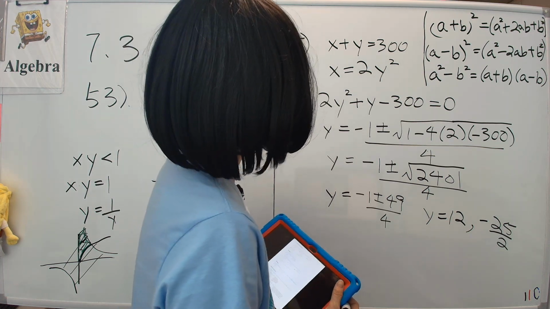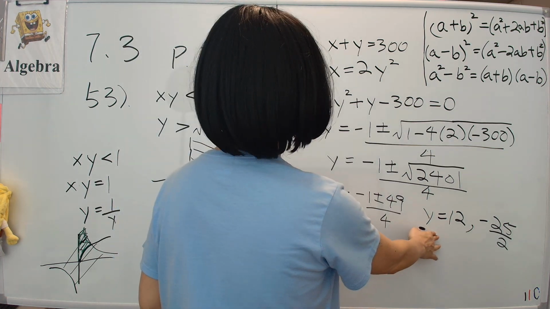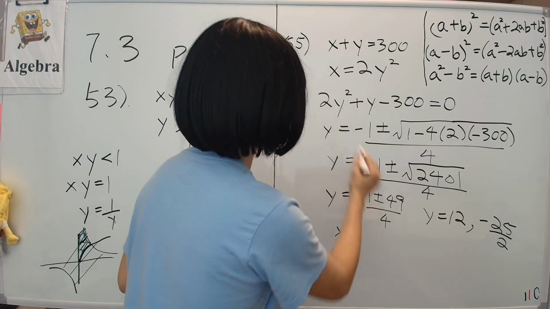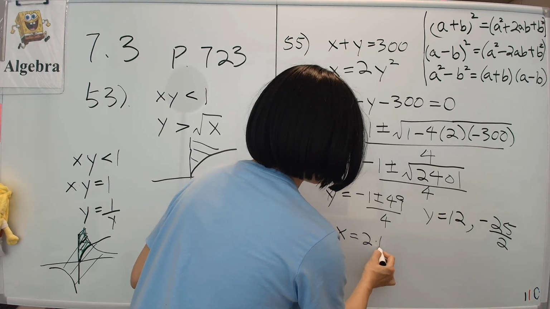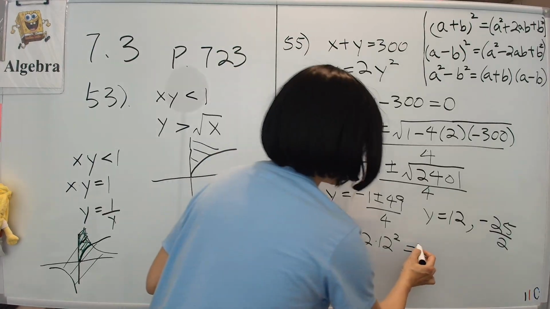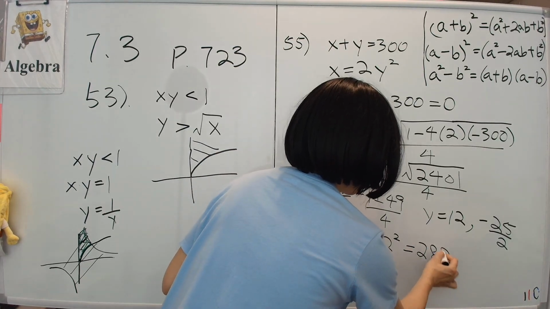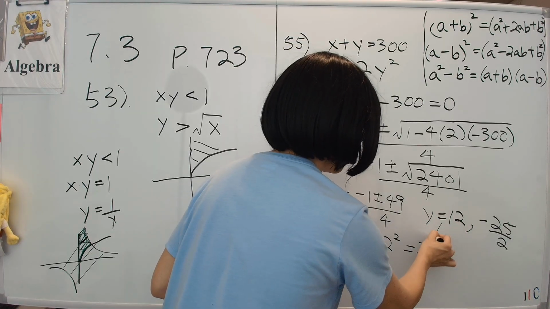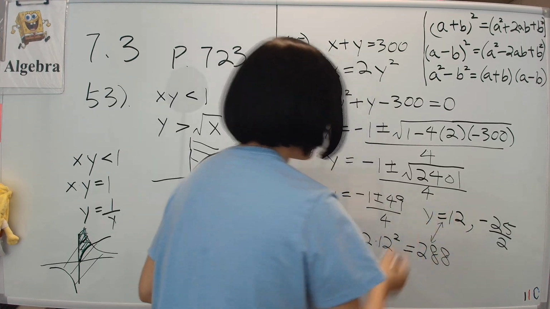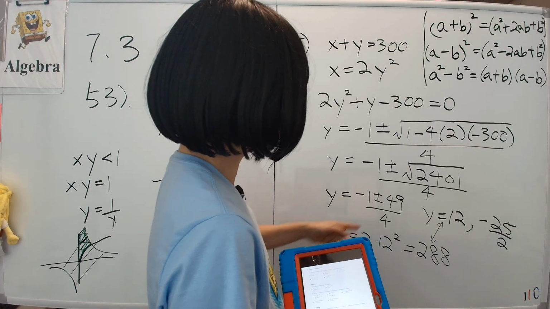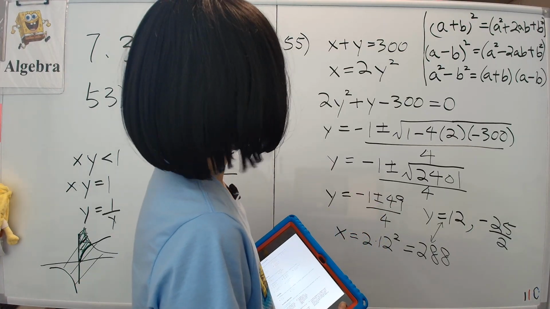And then if y is 12, then x is equal to 2 times 12 squared. 12 squared is 144, so twice of that is 288. And so that is one pair of answers right here, okay? y is 12, while x is 288. And then, of course, x plus y is 300.